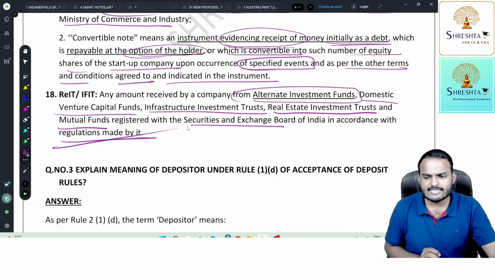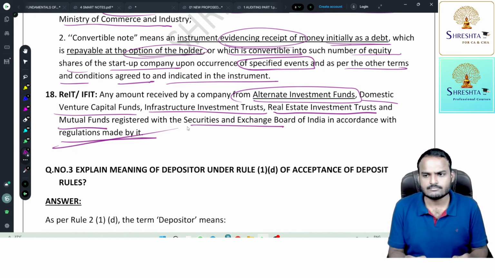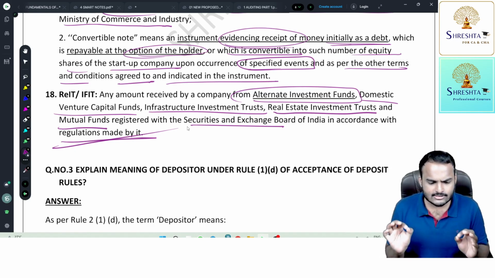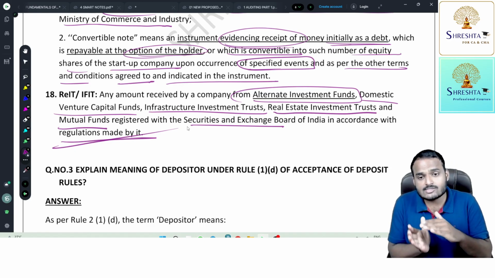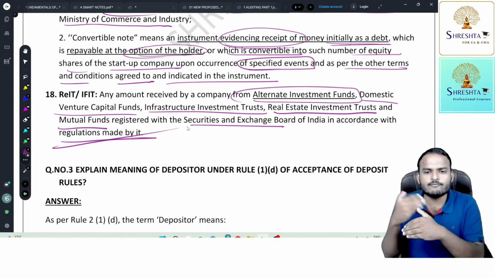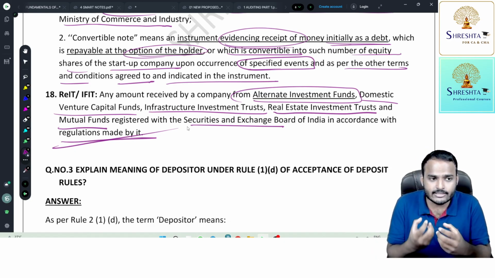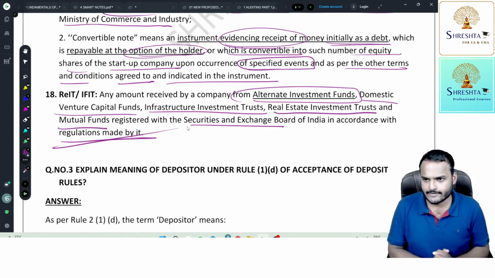So with this, exempted deposits are completed. First of all, what is a deposit? Any receipt of money in the form of loan or deposit or any other form of money is treated as a deposit. But certain categories were excluded. This list is not complete. In future, a 19th item may come, a 20th item may come, but before introducing such points, RBI consultation is required. And the 18 points, what are those 18 points?